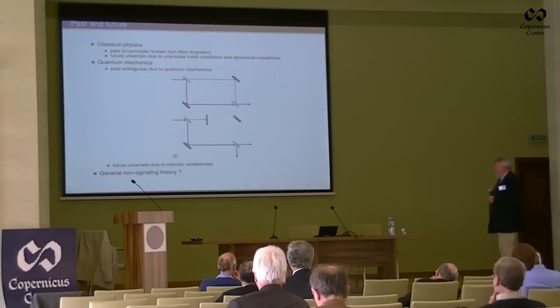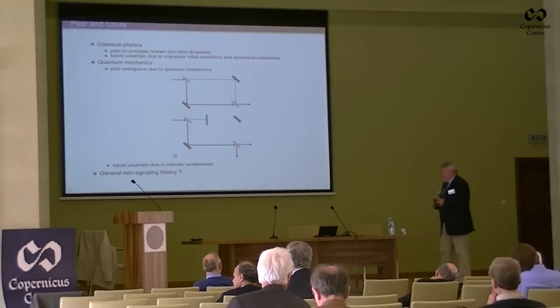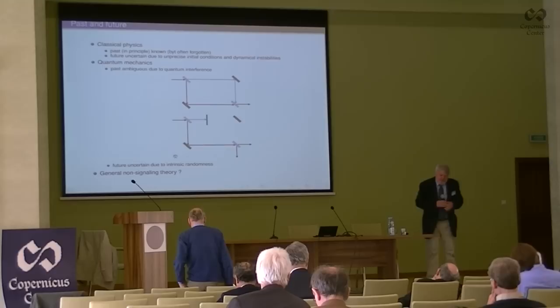So, for the future, the uncertainty is intrinsic. I don't know, and this is the question which I would pose: how it should be in a general non-signaling theory, whether this ambiguity of the past and uncertainty of the future, how it will look in such theories. And this is probably the way we can distinguish quantum mechanics from others.